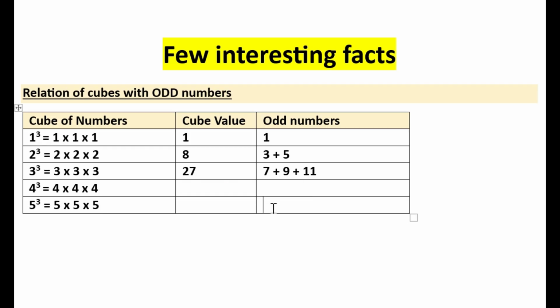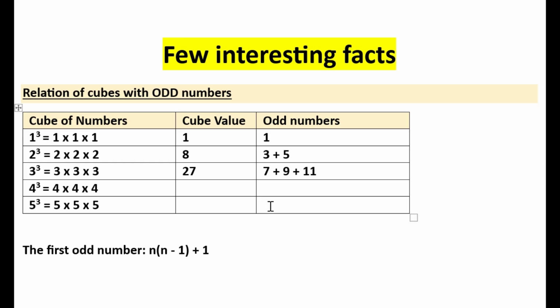Now the question is, which is the first number which we have to take, because we cannot keep going like this in sequence, right? So there's a formula which we can use, and with this formula we can find the first odd number. The formula is n into n minus 1 plus 1. So if you have to find cube of 5, we can say 5 into 5 minus 1, which is 4. So 5 into 4 is 20 plus 1, 21.